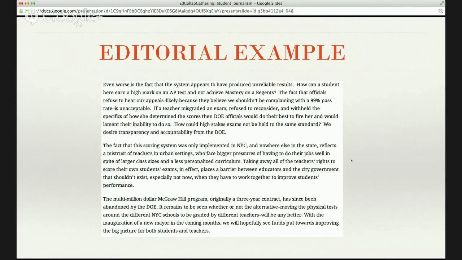How could high-stakes exams not be held to the same standard? We desire transparency and accountability from the DOE. I'm just still amazed that they wrote that. And I think maybe I should pause here and say I'm lucky because I'm at a school where, one, students are capable of writing that without me really telling them how. They figured this out largely on their own.